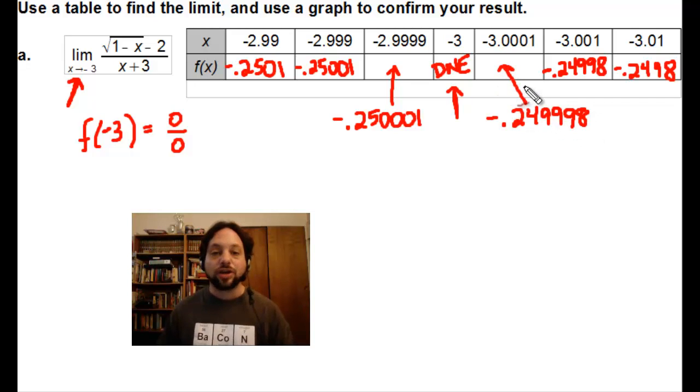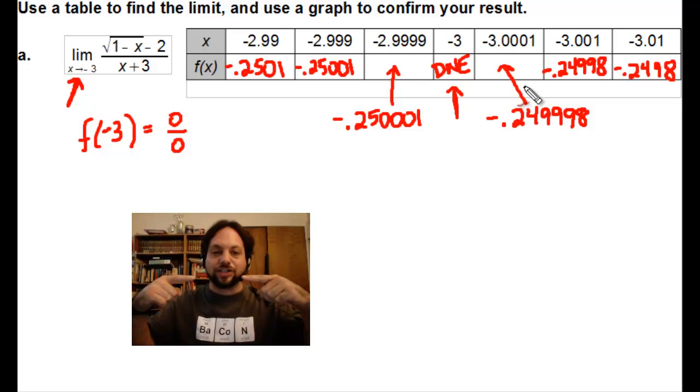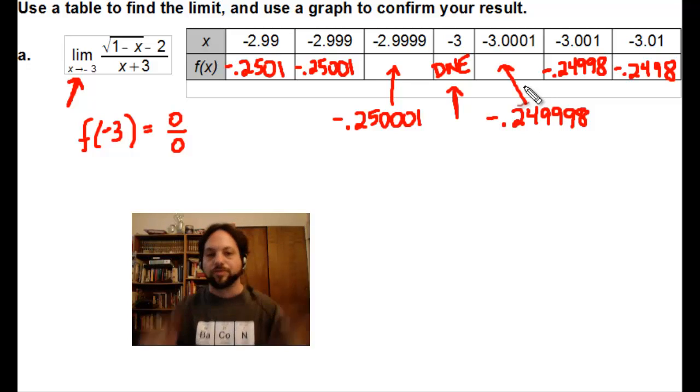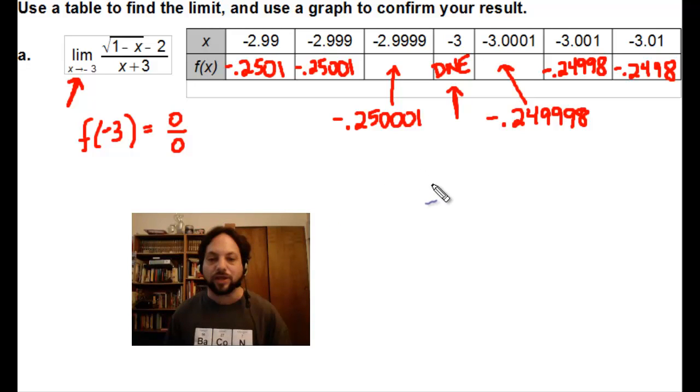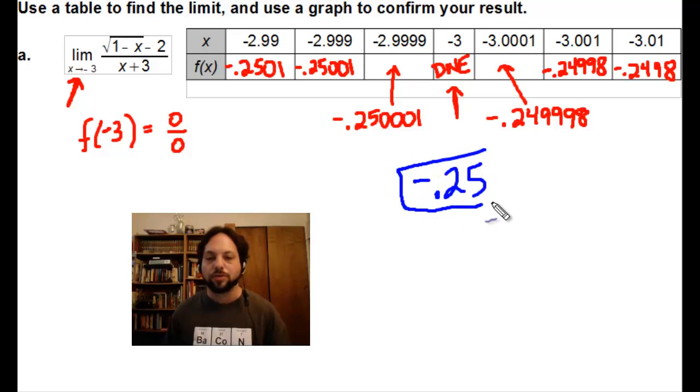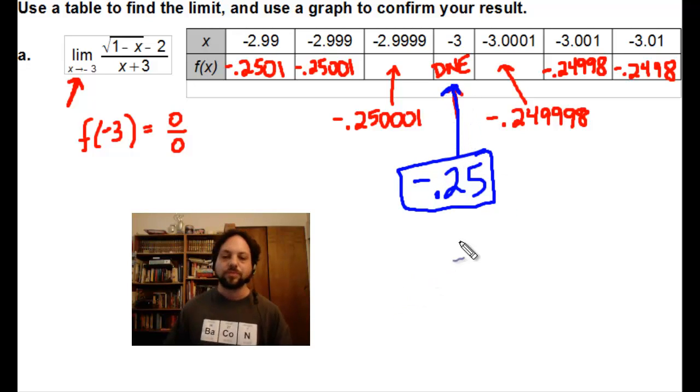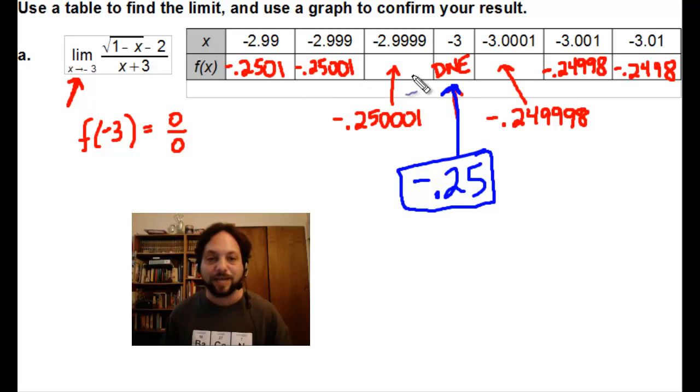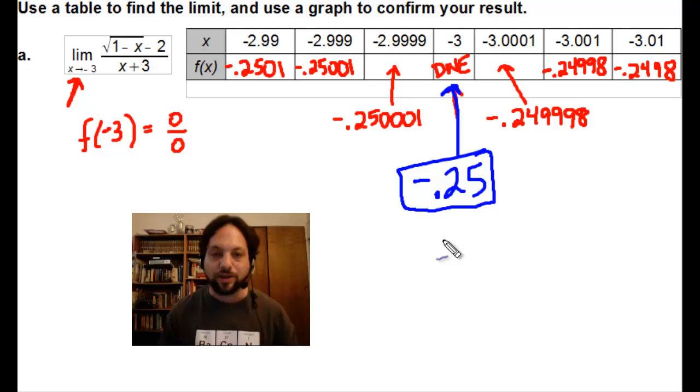So, if we look at this, as we come in from the edges, what number are we getting really, really, really close to? We already said the function doesn't exist, but we do, in fact, get really close to negative 0.25. We'll learn much later in the year how to actually work this out. But here you can see in a table that negative 0.25 is what the y value approaches as x gets closer and closer to negative 3.